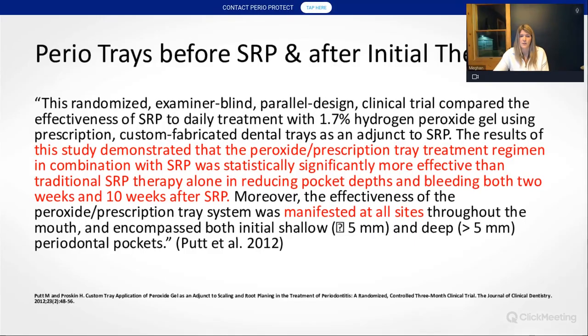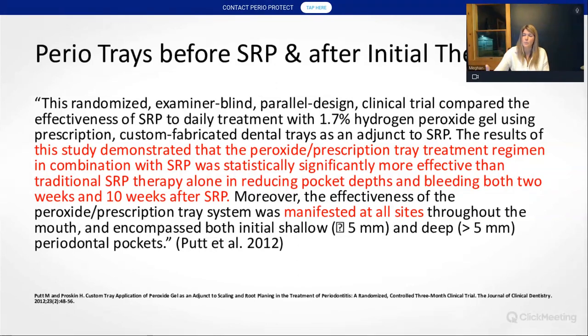This is one of our 6-month clinical trials that shows that ParaProtect trays before scaling and root planing and after scaling and root planing is more effective than just scaling and root planing alone in terms of reducing pocket depths and bleeding points at both 2 and 10 weeks.